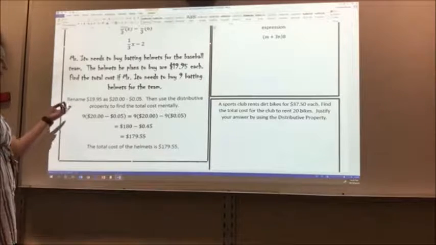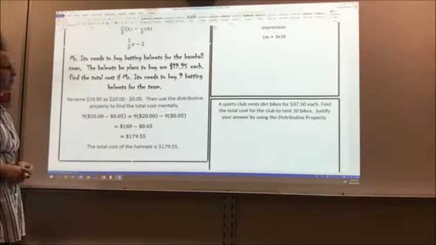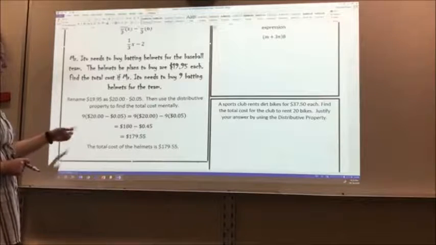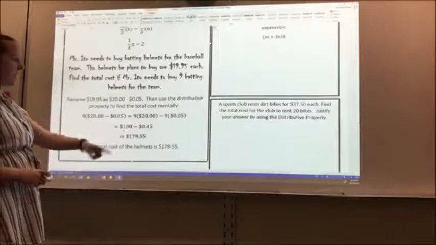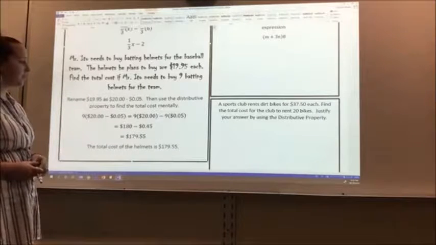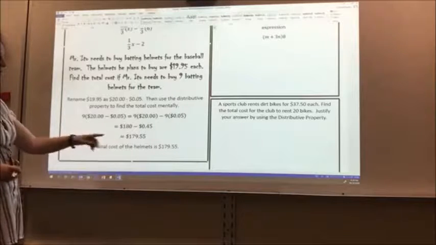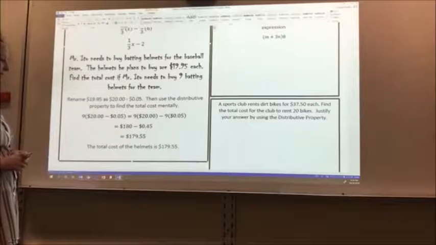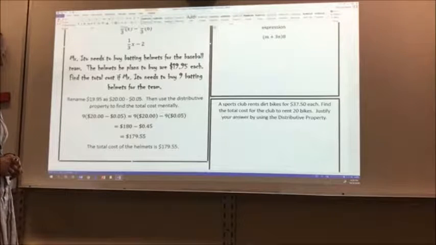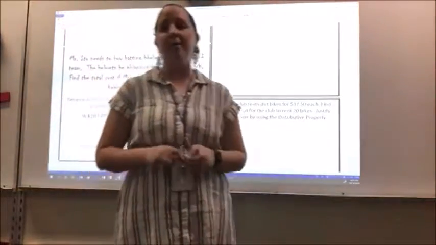So I can rename $19.95 as $20 minus 5 cents, then use the distributive property to find the total cost mentally. 9 times 20 is 180, and 9 times 5 cents is 45 cents. So when I subtract 180 minus 45 cents, I get $179.55. So the total cost of the helmets is $179.55.